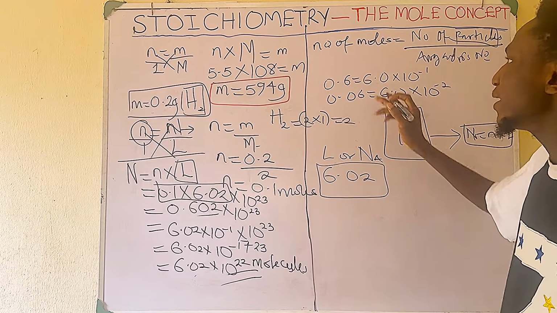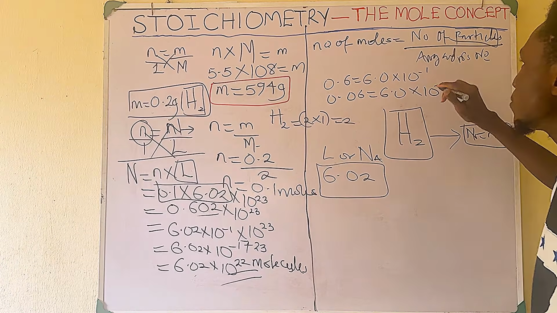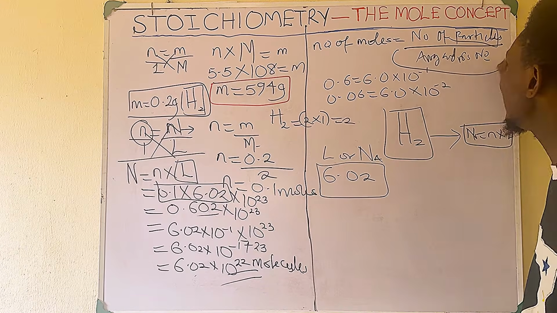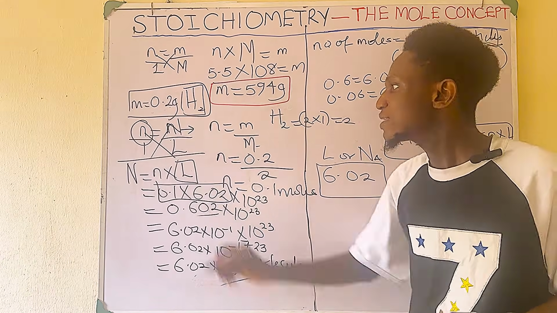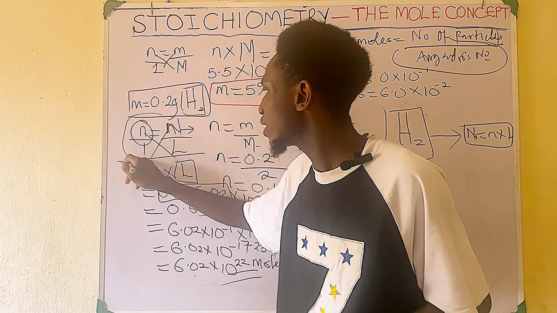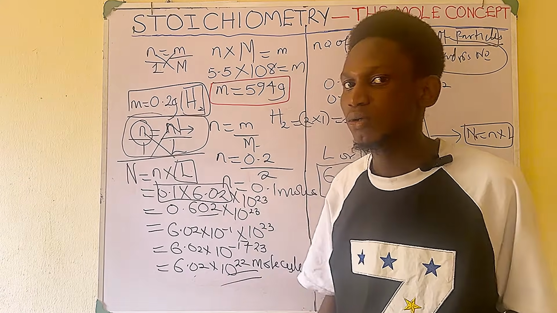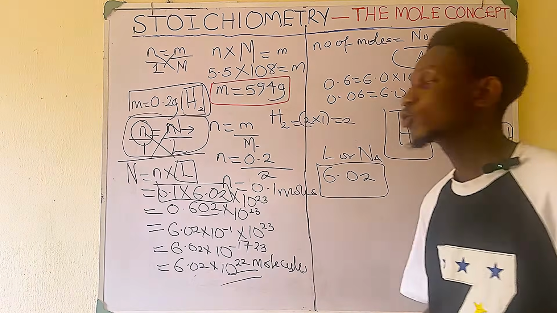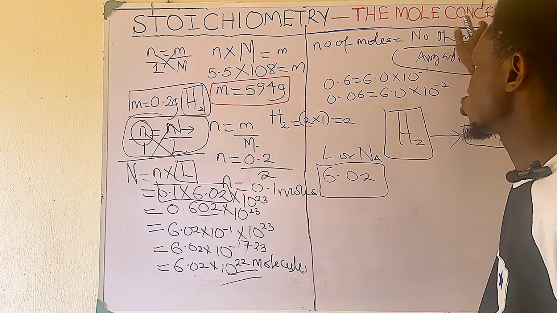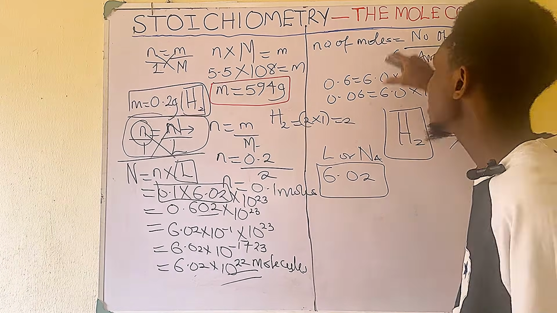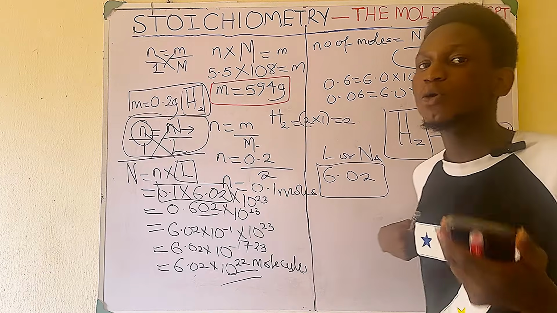But in the question, they gave you molecules. So it means that this Avogadro's number and everything here is in terms of molecules. So it means that what we are solving here now is just in terms of molecules. Why? Because they gave you molecules. Because we said number of particles. So since we have number of molecules, since we are talking about molecules, it means that this formula is going to give me number of molecules and not number of atoms.